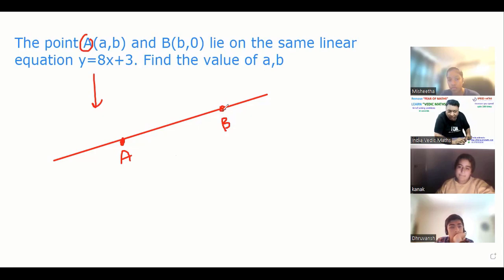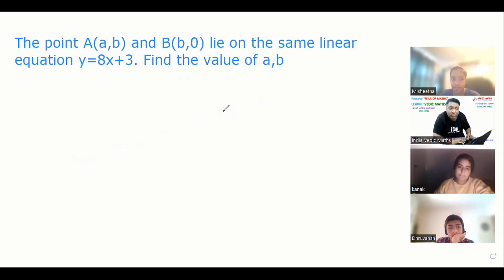What is the meaning of lying on the same linear equation? It means they are on that line. In grades 9, 10, 11 and 12, guys, you will get a lot of this kind of question. That's why I'm happy, and I'm praising Dhruvansh's very good question. Lie means they are on that line. So how to use that equation? If the point lies on the equation, it should satisfy it. Let me write it here.